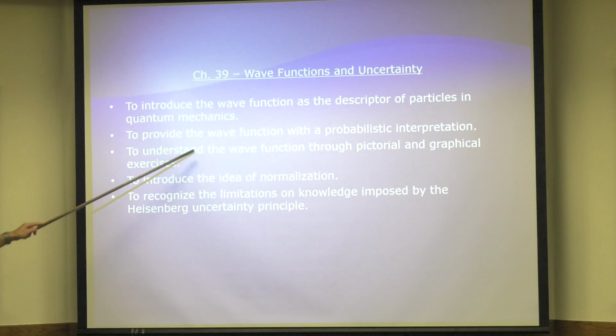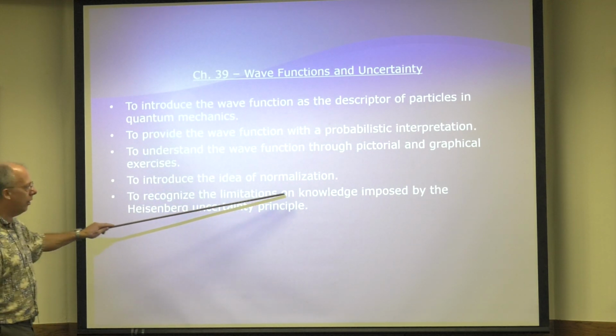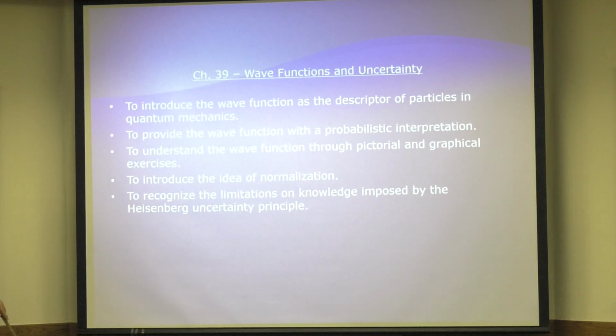Okay, hopefully we understood the wave function. I don't know about that. Normalization, just that integral, right? The electron or whatever, the particle has to be somewhere, so the probability is 1 from minus infinity to positive infinity. And this is cool: to recognize the limitations on knowledge imposed by the Heisenberg uncertainty principle.